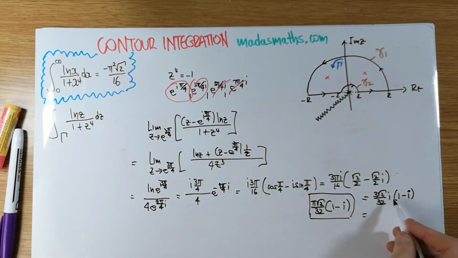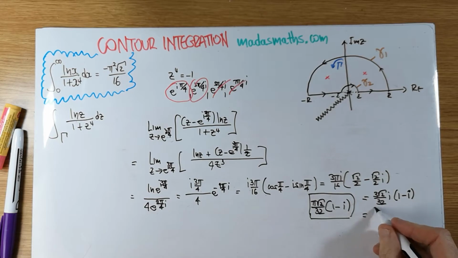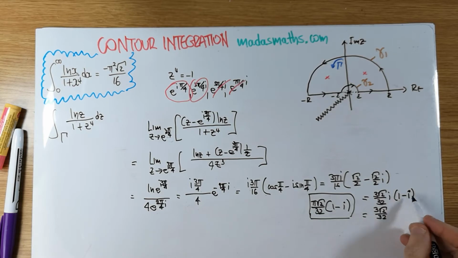And let's get rid of this i, but timesing it inside, so it's going to give us 3 root 2 over 32. i times i, we've got now a positive 1 minus i. Is that right? Minus 9 pi over 4. Don't like the look of that.